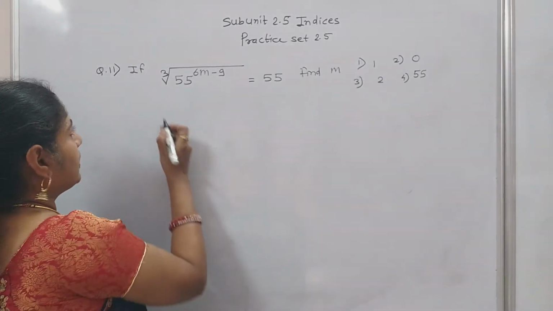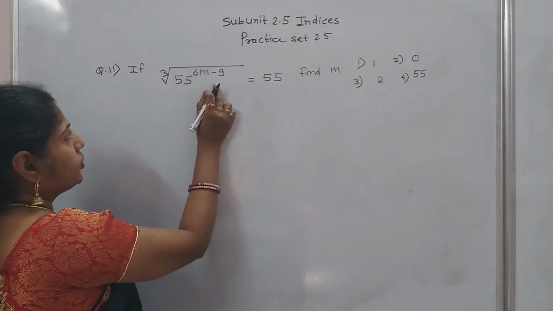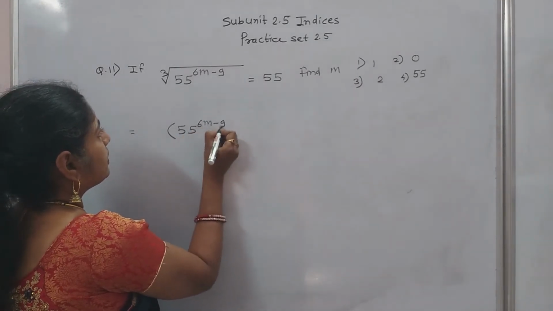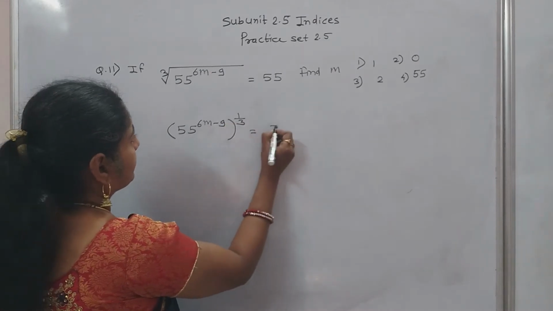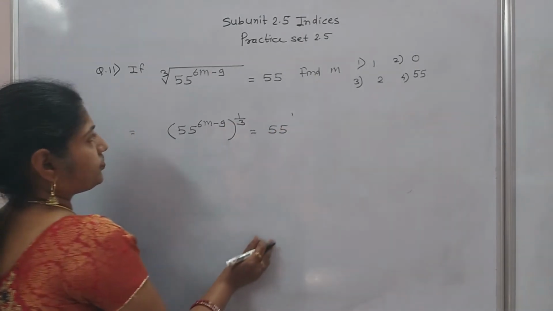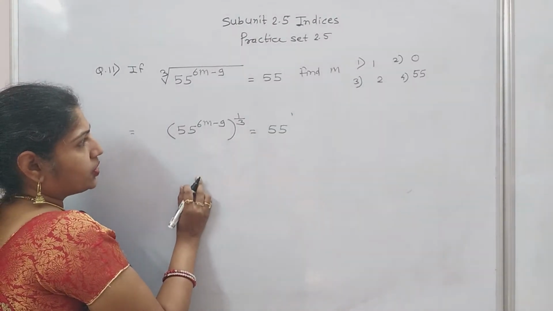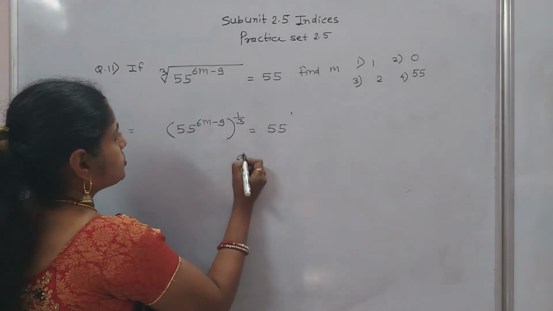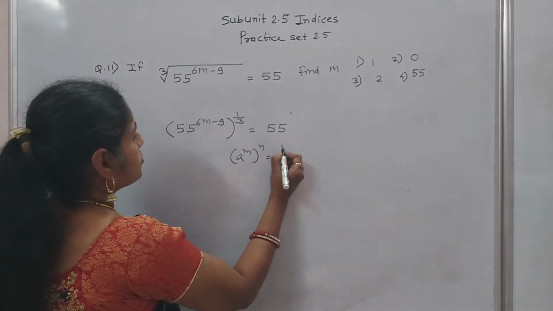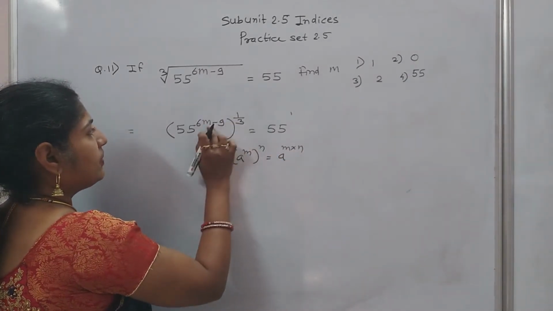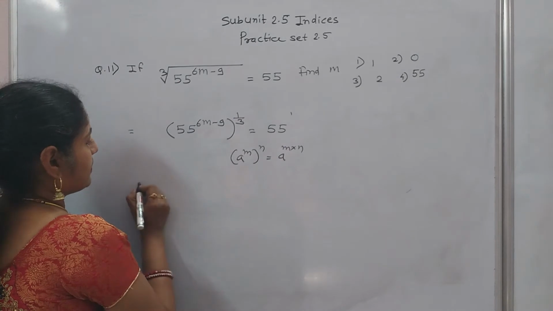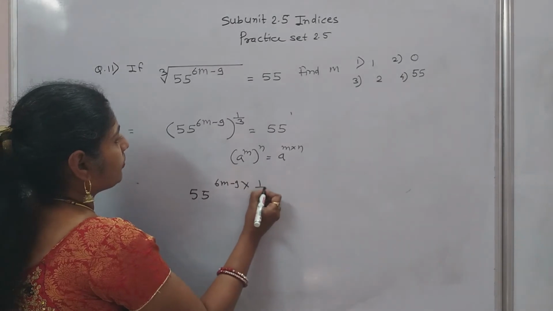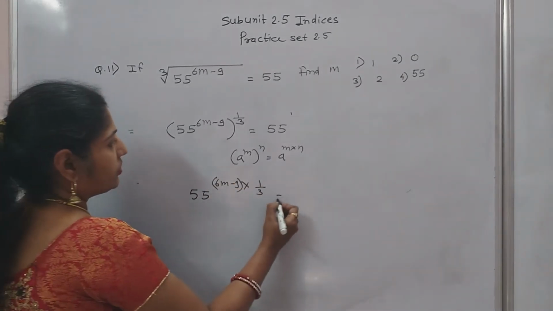Next question. Cube root of this number. Cube root, I can write the cube root as 1 upon 3. Cube root means the index is 1 upon 3. And index is here 1. Now use the rule: a raised to m raised to n, that is a raised to m into n. Here is the multiplication between these two indices. 55 raised to 6m minus 9 into 1 upon 3 equal to 55.